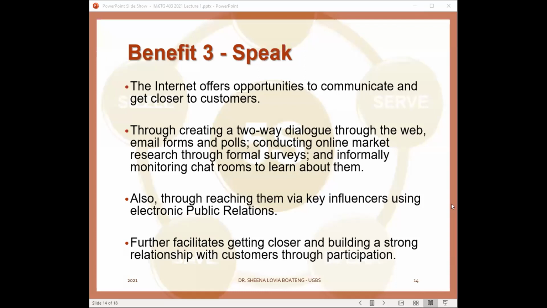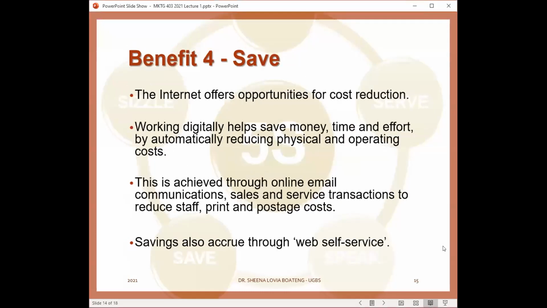Okay, so that is it for the speak dimension of the model. So let's move on to the fourth dimension, which is the save dimension. And this is a word marketers love to hear so much, even though we love spending money. The internet gives us opportunities for cost reduction. This is because a number of expenses that we would have incurred in the brick and mortar setting are automatically cut out once we migrate our product or service to being marketed in the online context.